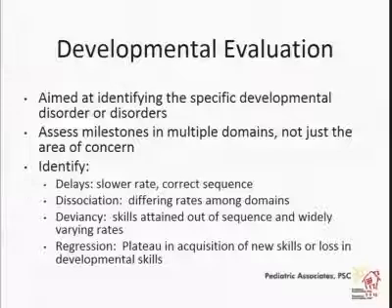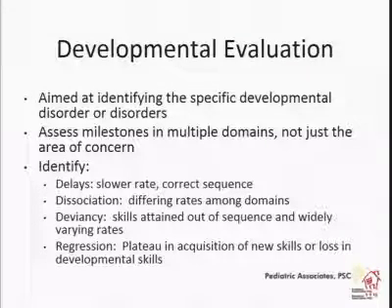Evaluation is generally aimed at identifying the specific disorder, if there is one that can be found. They want you to assess milestones in multiple domains, not just the one of concern. And they want us to look for either delays, dissociations, deviancy, or regression. A delay is where the child is behind. They're just not achieving a skill at the expected age. Dissociation is where their skills are kind of all over the map.